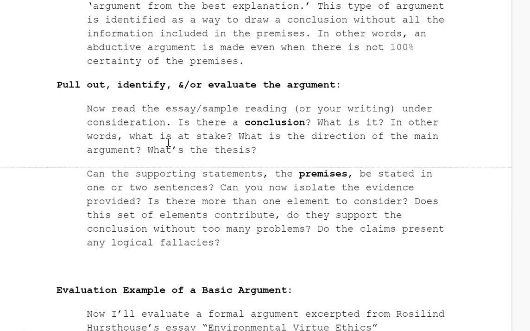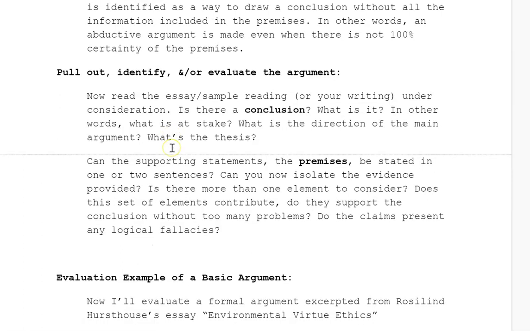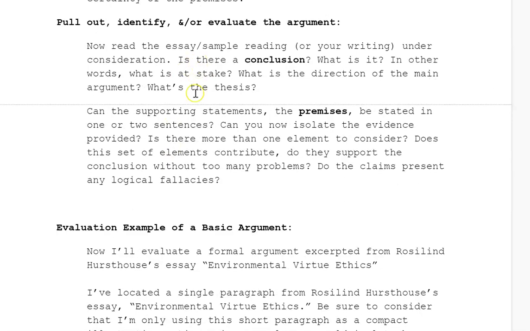So what I tell students is that the easiest way to pull out an argument is to consider the conclusion first. Okay. So then what you want to do after you've done that is, can the supporting statements, i.e. the premises, be stated in one or two sentences? So can you now isolate the evidence provided? How did we get to this conclusion? How did we get to this inference?